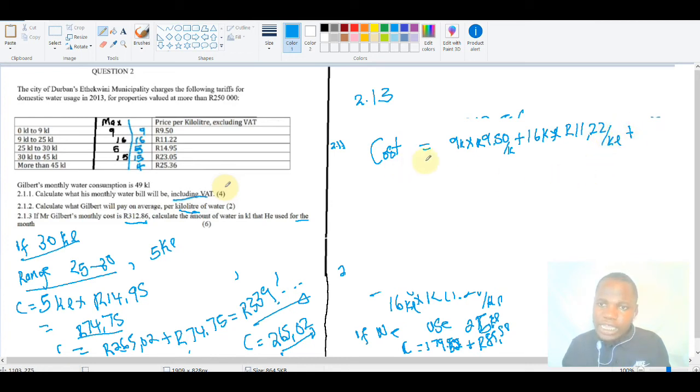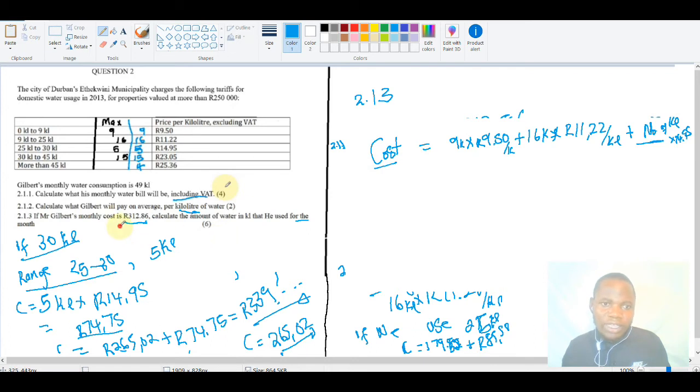Now in this section, the one that is between 25 to 30, we don't know what is there, right? So you can say number of kiloliters times the tariff. What is the tariff? We are looking for the number of kiloliters that are falling in that range between 25 to 30, because we don't know what is there, times the tariff, which is 14 rand 95.